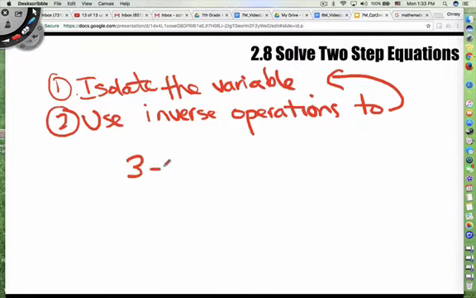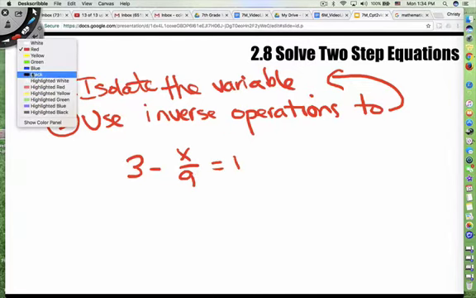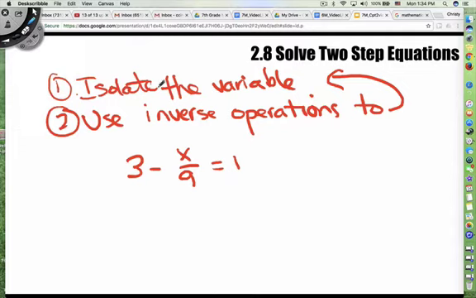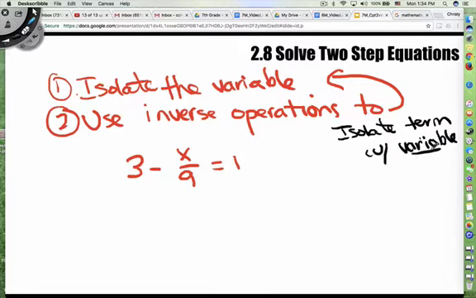So 3 subtract x over 9 is equal to 1. Okay, so what we need to do now, and we used this vocabulary before, we need to isolate the term with the variable. So in these two steps, we need to isolate the term with the variable first, then isolate the variable. Here's the term with the variable. We need this by itself first. So this right here is really the term with the variable, and this is a positive 3.